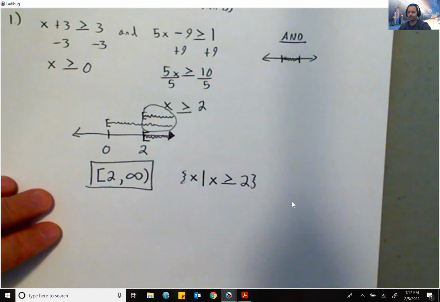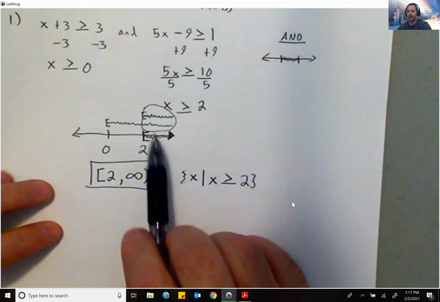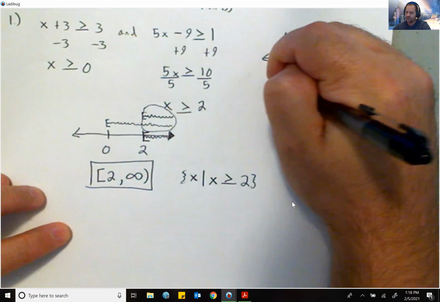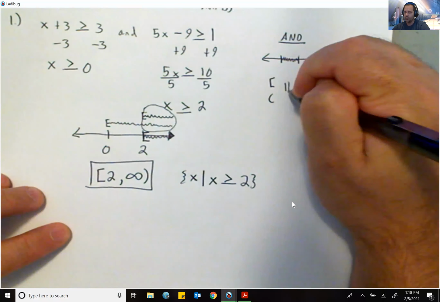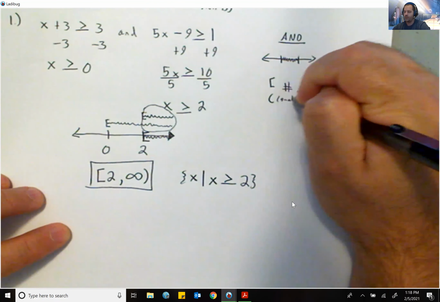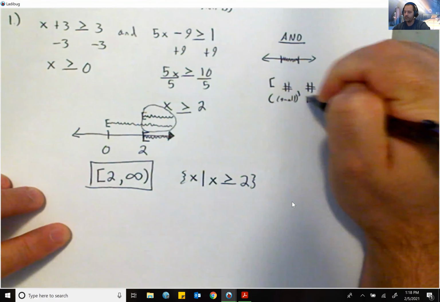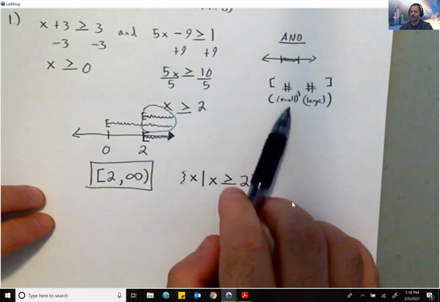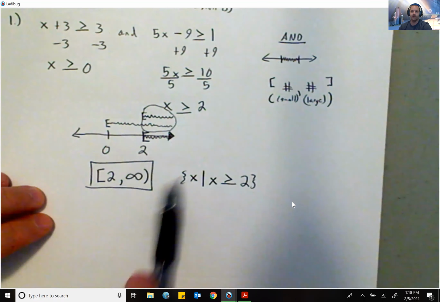So normally ands shade in the middle, but unfortunately, this is one of those weird cases where it's not in the middle. Because normally and answers start with a bracket or parenthesis, and then you have your lowest number, then a comma, then your larger number, and then another bracket or parenthesis. That's how a normal and answer looks, where you've got 2 numbers. But again, we're not stuck in the middle, so it's a different type of answer.